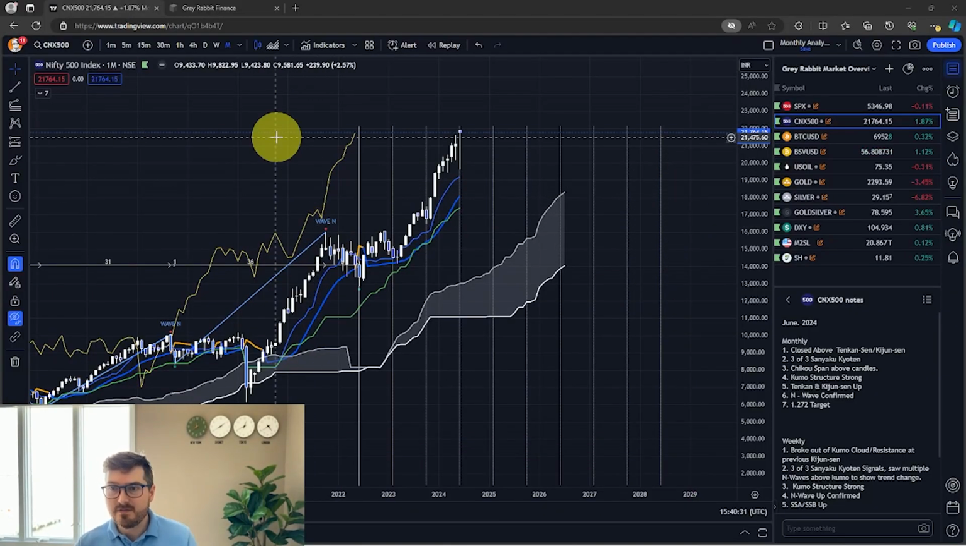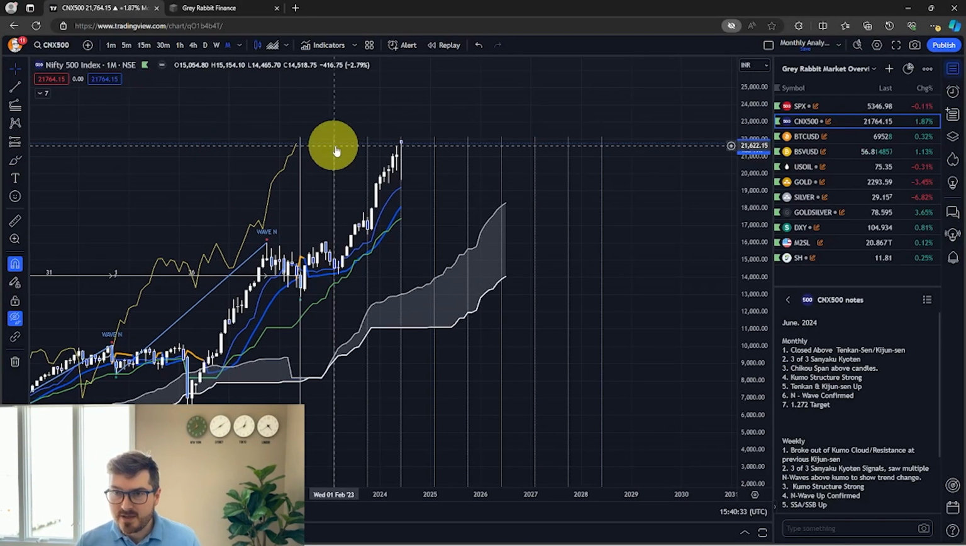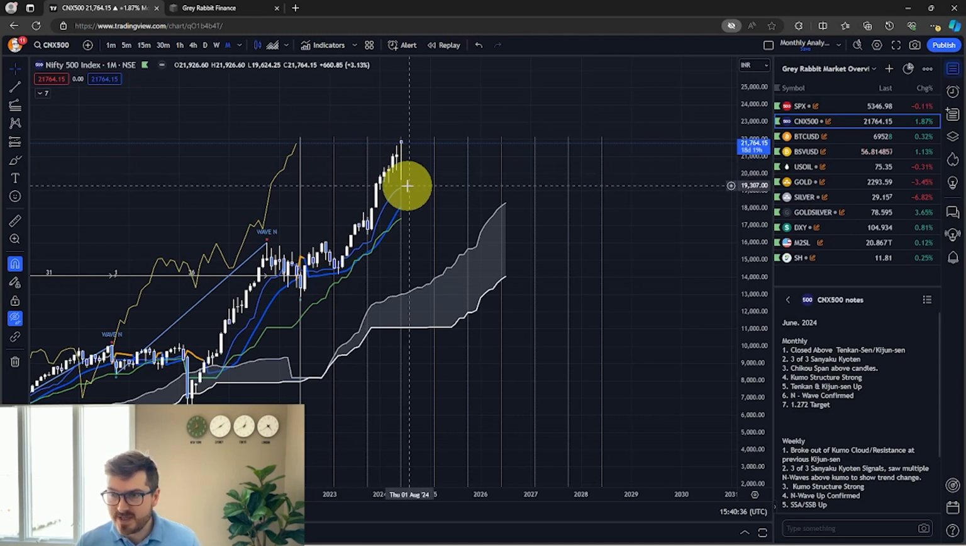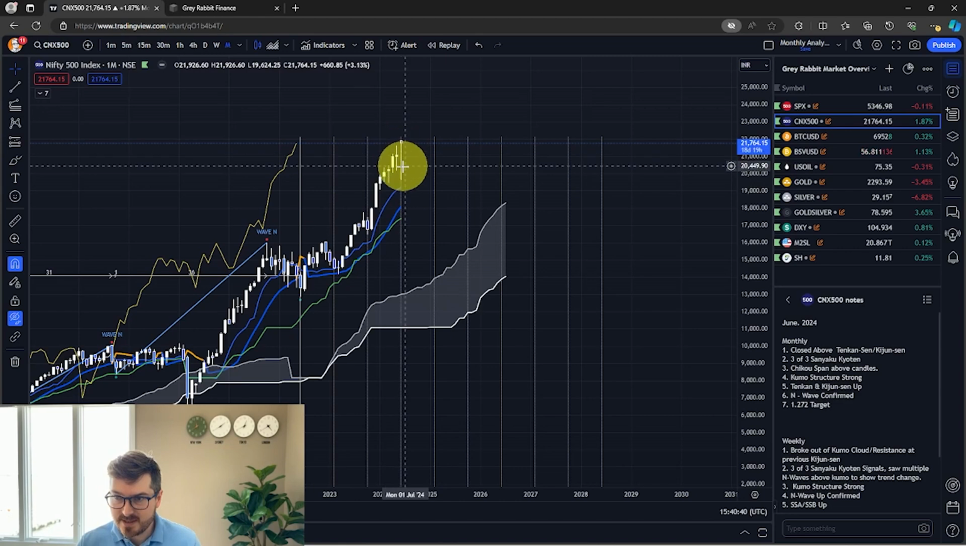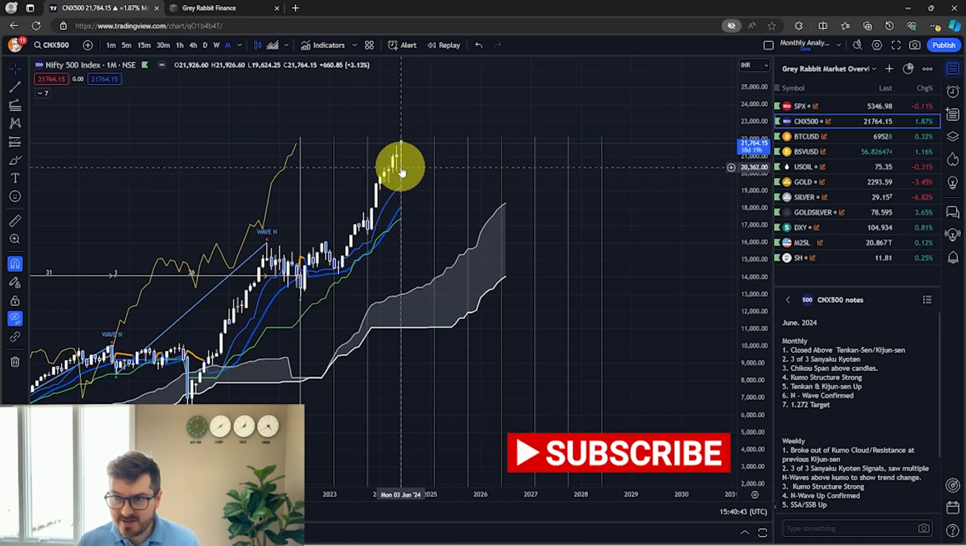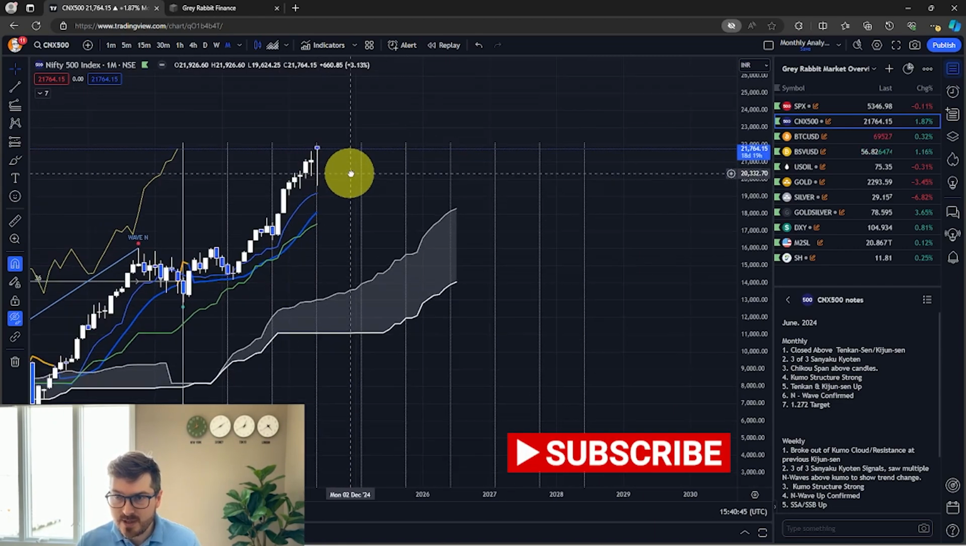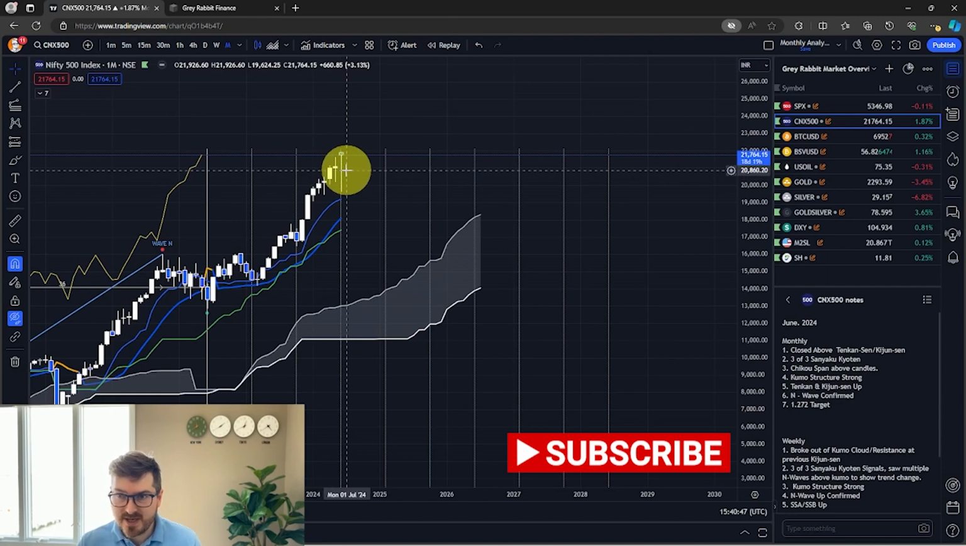Okay, Nifty 500 on the monthly chart. And wow, guys, look at this candle here. We have a very long wick, and price has swept liquidity down here and then pushed all the way back up. So there's been a lot of volatility this month in the markets, but this looks pretty bullish so far.